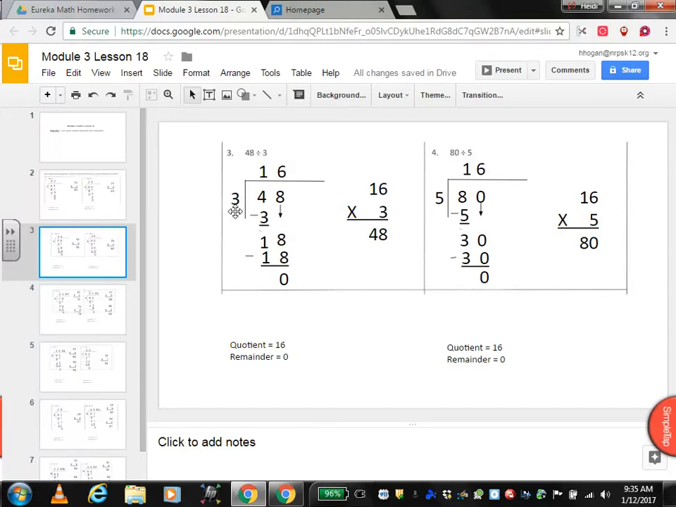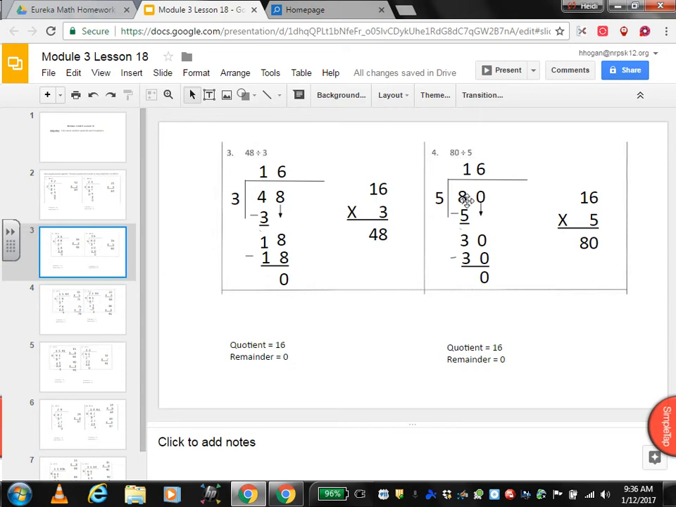So 48 divided by 3. We start in the tens place. 4 divided by 3 is 1. Multiply. 1 times 3 is 3. Subtract. 4 minus 3 is 1. Bring down the ones place. And so now we have 18 ones. 18 divided by 3 is 6, because 6 times 3 is 18. Subtract. 18 minus 18 is 0. So the quotient is 16, no remainder. We check by quotient times the divisor. 16 times 3 is 48. That should give us our dividend, and it does.